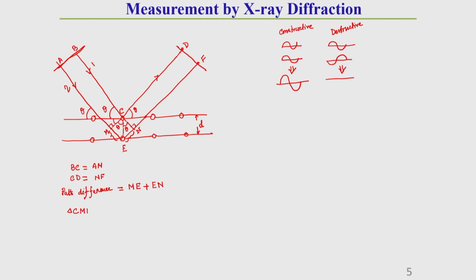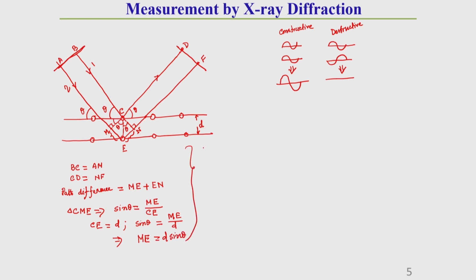from triangle CME we can get that sin theta will be equal to ME divided by CE. So, you know this CE is equal to, here I am writing, C is equal to the d spacing, correct. So, once we know this C equal to d spacing, then sin theta will be ME by d, this we can get. So, from here we can get ME is equal to d sin theta, correct.